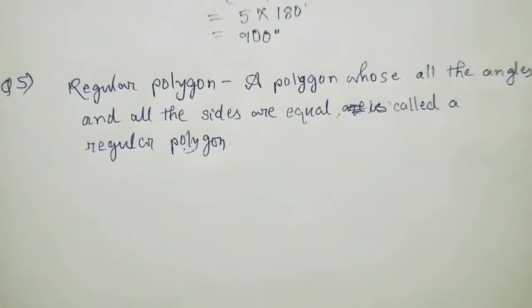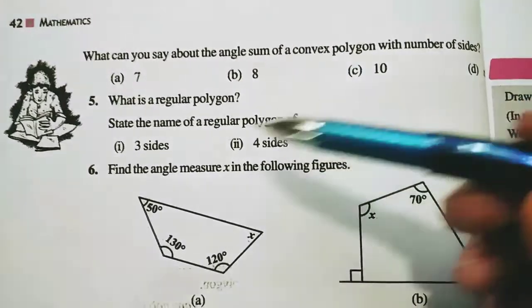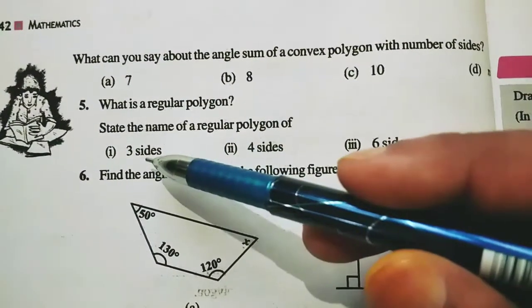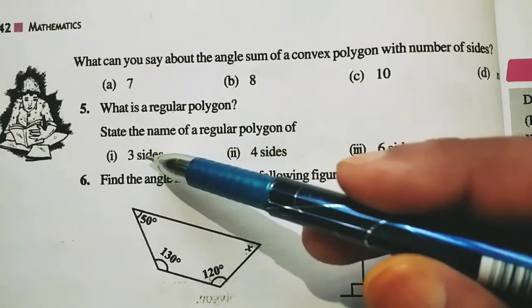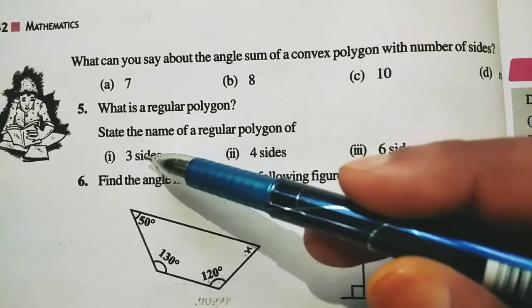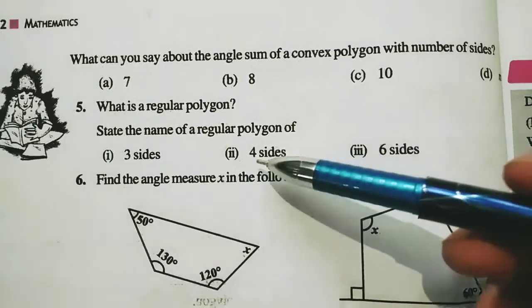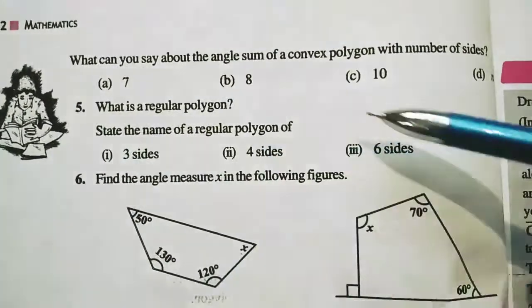Next, state the name of the regular polygon. What is the name of the regular polygon having 3 sides? 3 sides means what? It is a triangle, but what type of triangle? Whose all the angles are equal and all the sides are equal. Then 4 sides, whose all the angles and all the sides are equal. So you have to write this on your own. This is your homework.